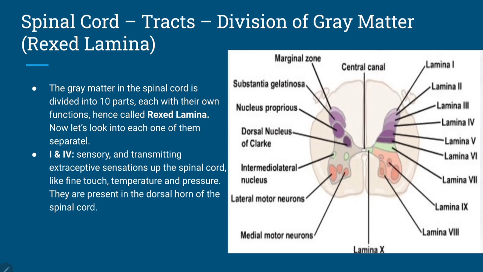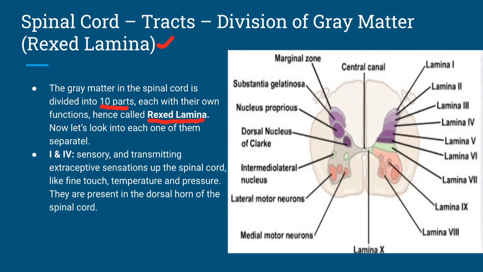Before we go any further, let's look at the different divisions of the gray matter, also called the Rexed laminae. The gray matter in the spinal cord is divided into 10 parts. Each part has its own functions, hence it is called Rexed lamina. Just for your understanding of what the Rexed lamina is, we're now going to look at each of them separately.